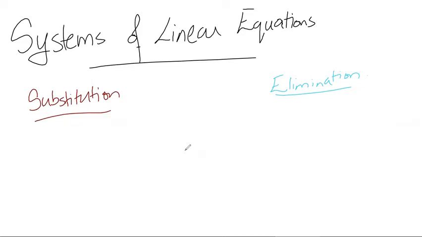So when we solve a system of linear equations, we're trying to find the coordinates of an intersection between the linear equations in the set. So let's say we have two linear equations, a linear equation number 1 and a linear equation number 2. The solution to this set would be this coordinate right here, where both equations have a solution.